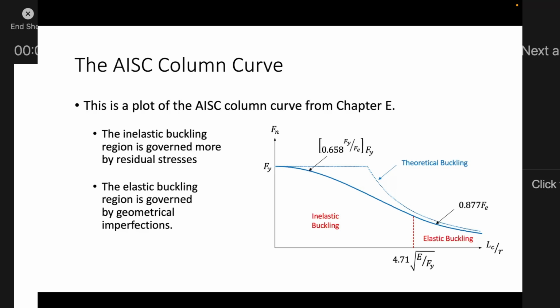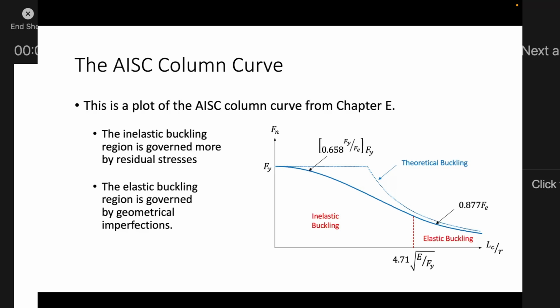Because it's getting more and more slender, the capacity is going to get weaker, right? So the capacity is a function of L over R. Now, this term right here, this 4.71 square root of E over Fy, that's basically just if you set this equation and equal to one another and solve for this, that's what you get. So the manual's just doing that math for you, okay?